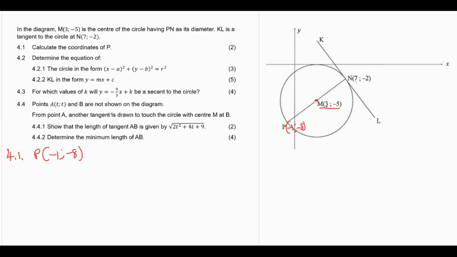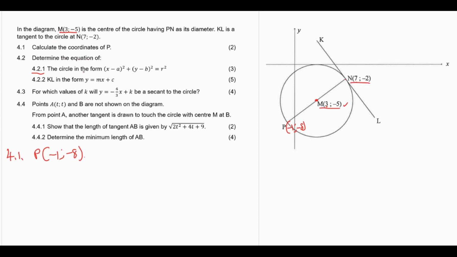Welcome back. Let's do question 421. In the diagram, M is the center of the circle, having PN as the diameter. This is PN, the diameter. KL is a tangent to the circle at N.